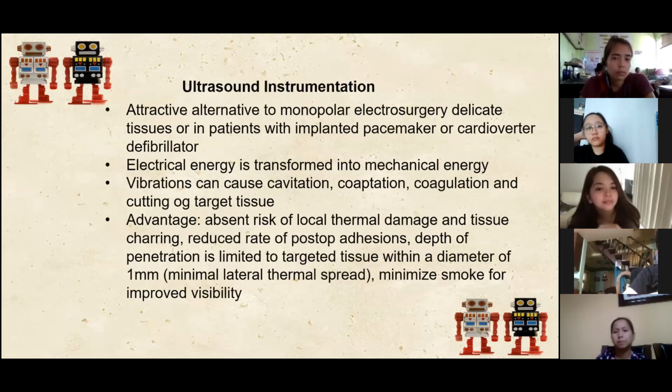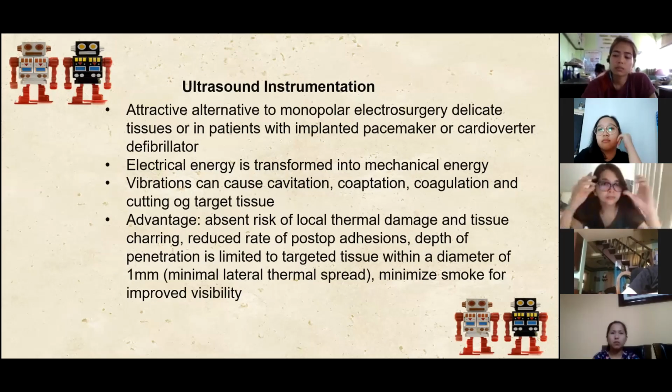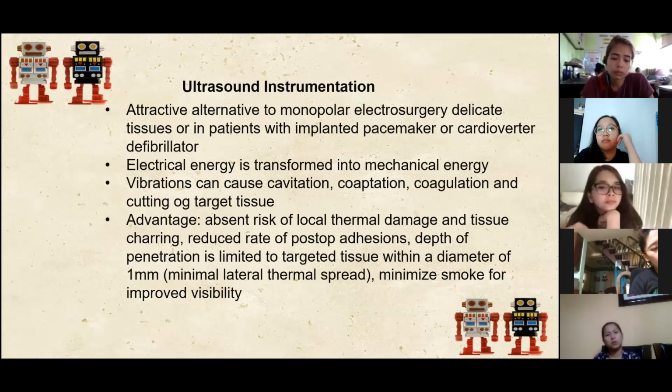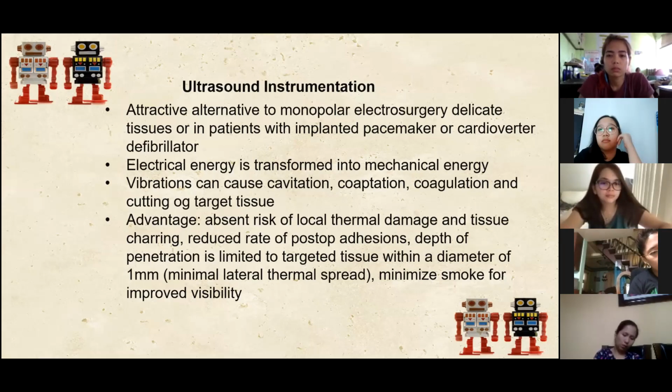For your ultrasound instrumentation, it provides an attractive alternative to monopolar electrosurgery for working around delicate tissues or in patients with implanted pacemakers or cardioverter defibrillators. Electrical energy is transformed into mechanical energy, and the vibrations created are capable of causing cavitation, coaptation, coagulation, and cutting in the targeted tissue. Its advantages include absent risk of local thermal damage and tissue charring, and a reduced rate of post-op adhesions.